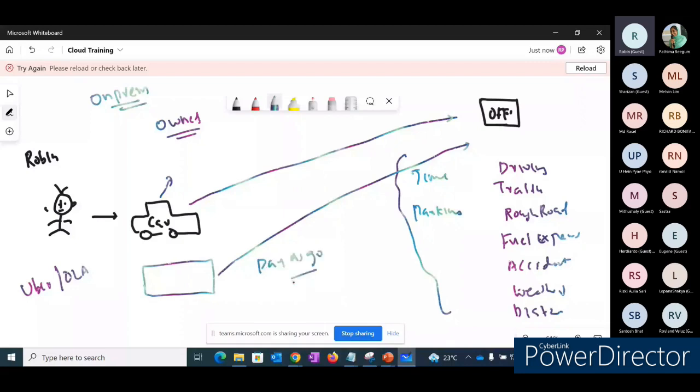So based on the charge, it's like a pay as you go model, right? You are not worried about the driving, you are not worried about the tanks, you are not worried about traffic, right? No need to buy a car, no fuel needed. Yeah, pay as you go, right? You don't need to worry. You can enjoy your trip, right?